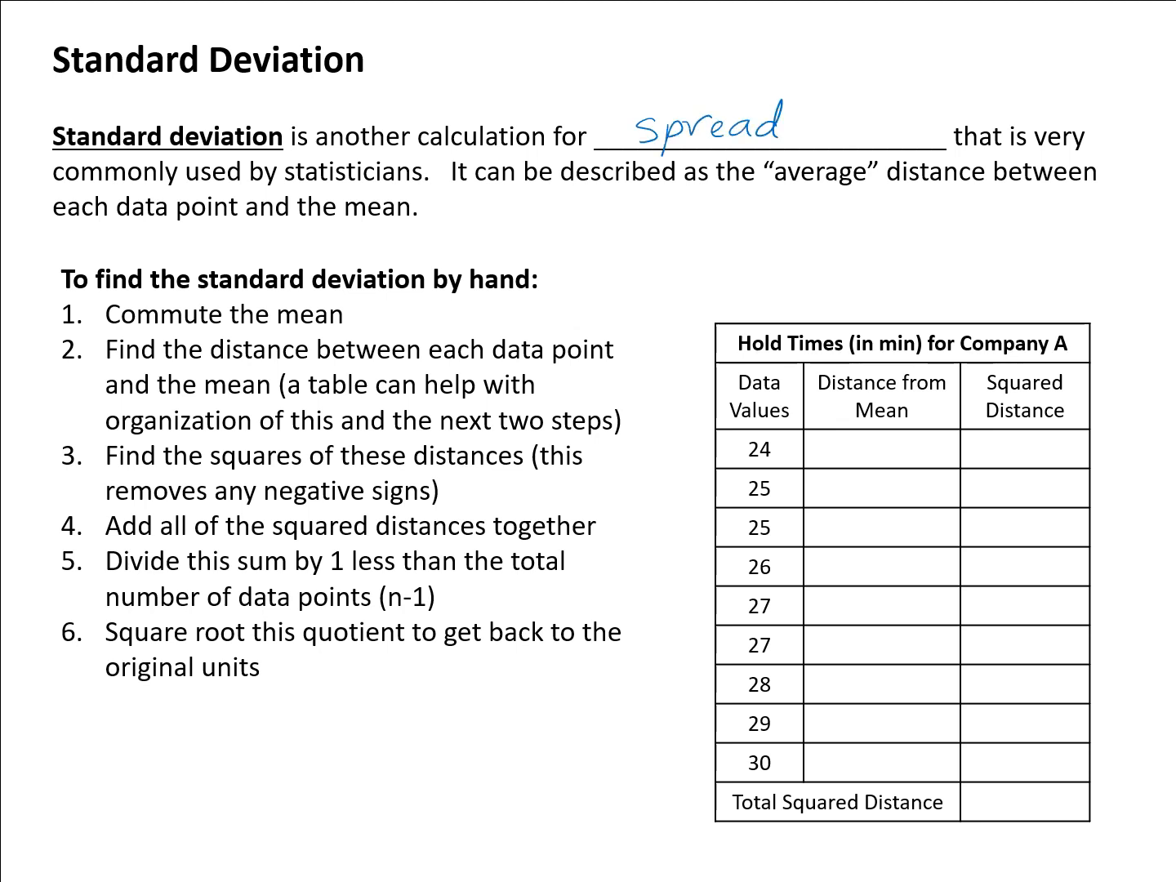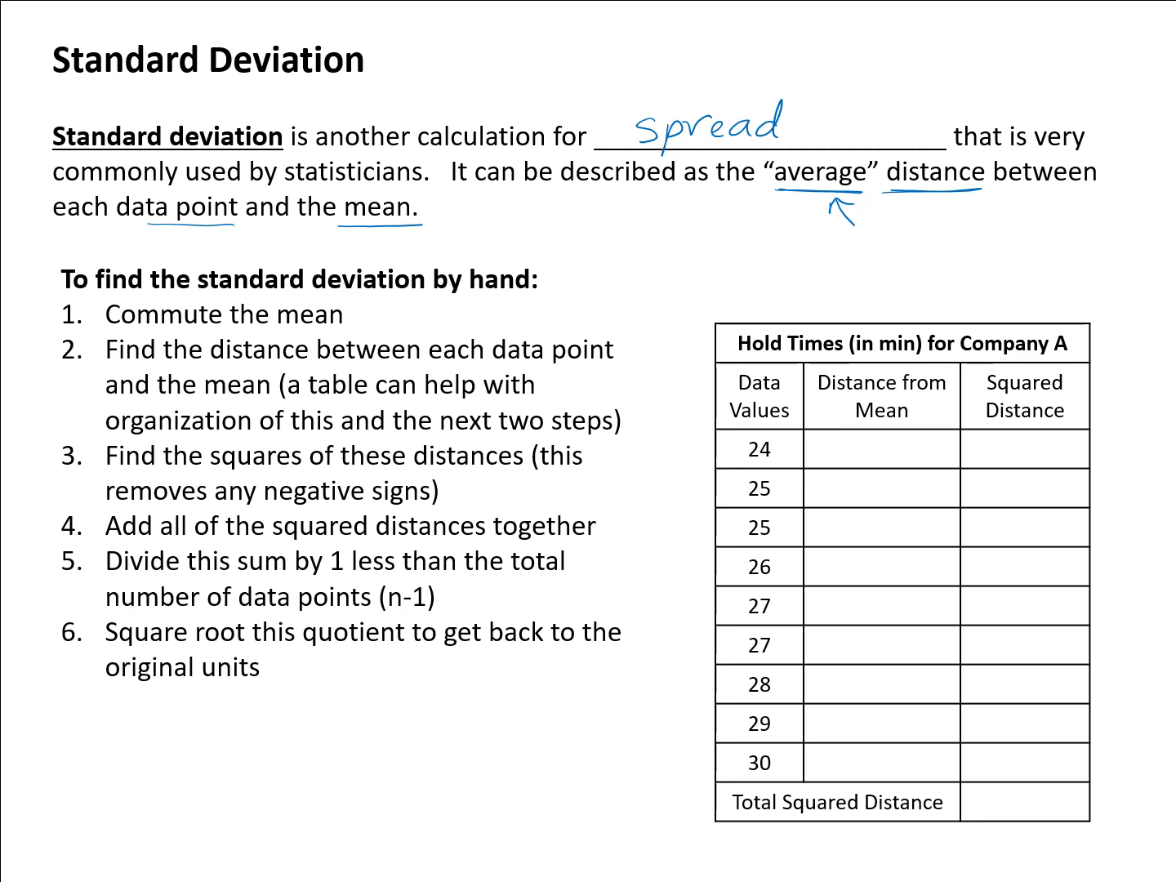And the standard deviation is very commonly used by statisticians. One way to understand what this measurement is, is that it can be described as the "average" distance between each data point and the mean. You'll notice that I put average in quotes because it's not exactly what we would think of as the mean or the average distance, but it's really close, and that's probably the best way to understand it. Now, calculating the standard deviation by hand is not an insignificant enterprise.